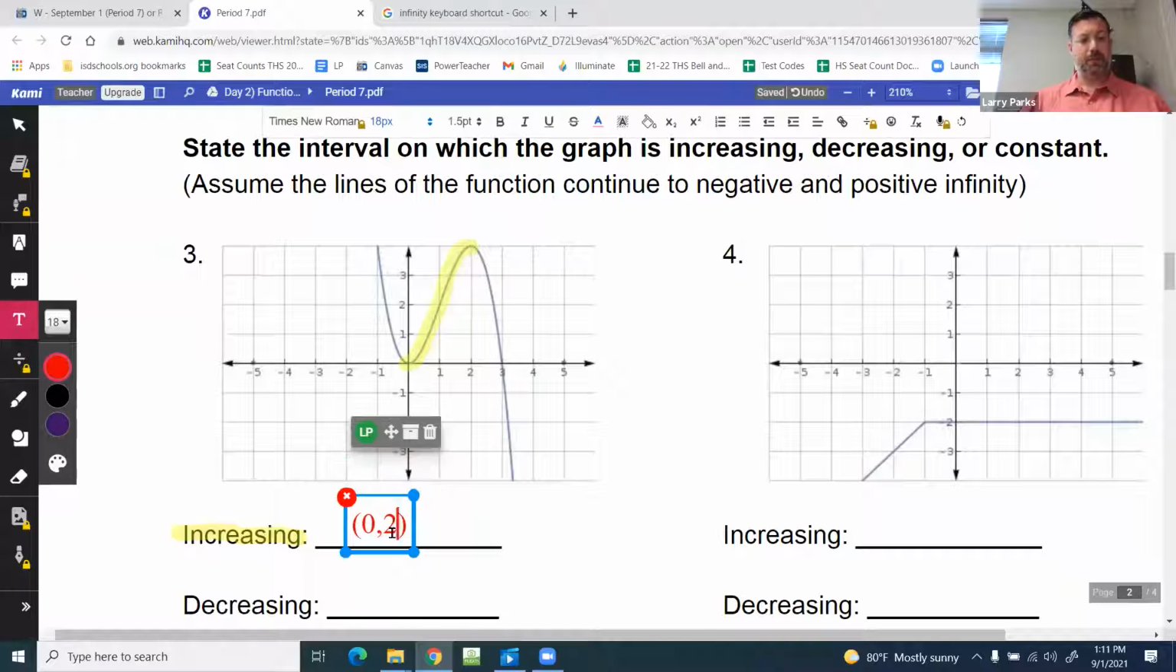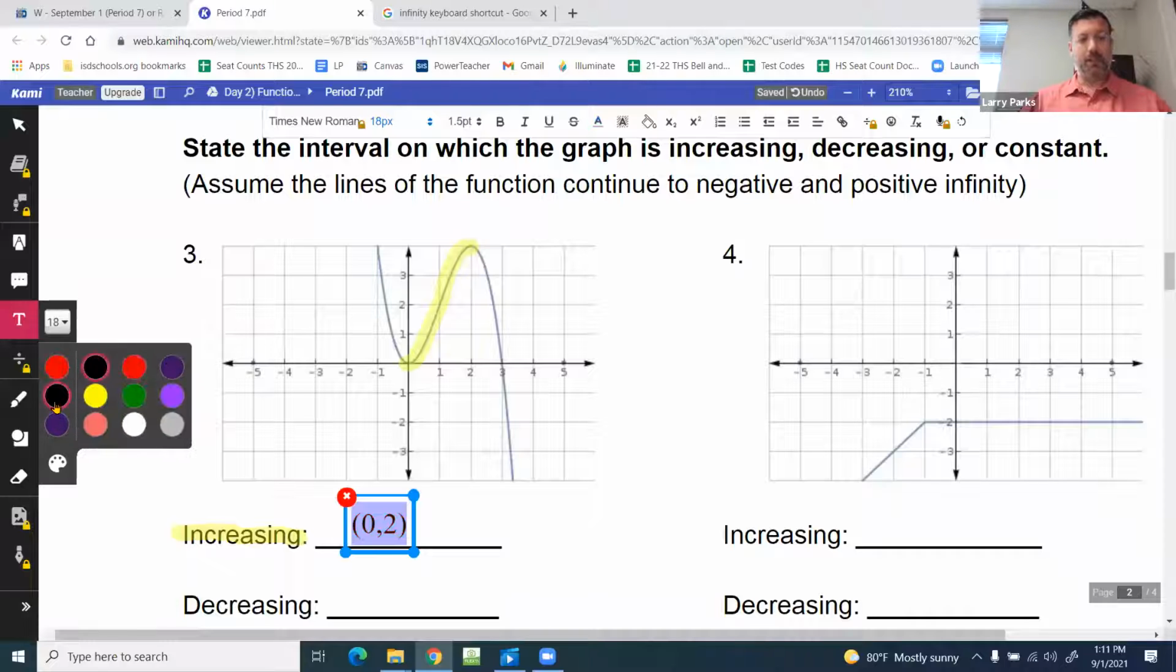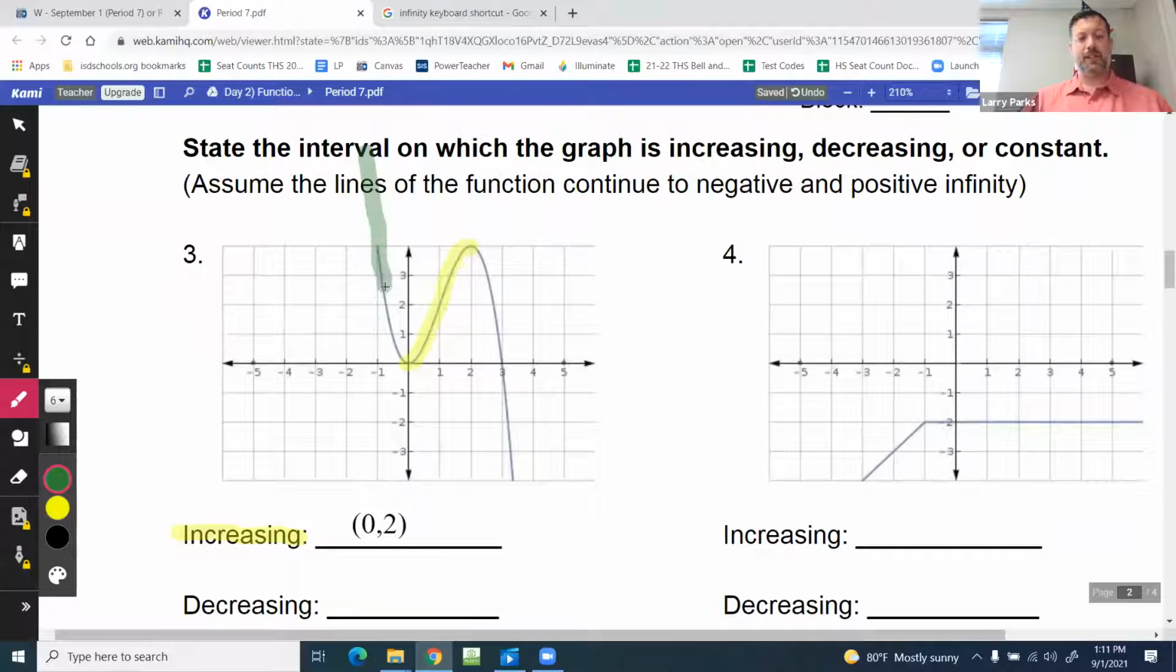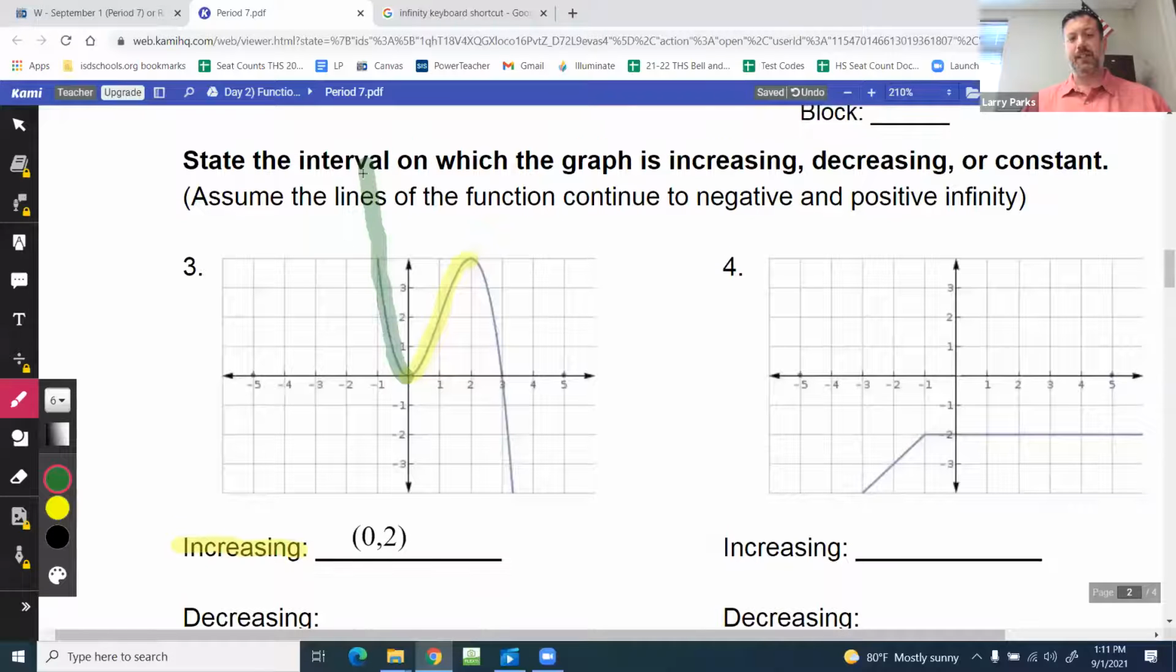I meant to put that in black. Decreasing, I better not use blue, it's the same color. Decreasing would be, it goes up forever. So decreases, decreases, decreases, decreases, decreases, decreases. And then right there at this point, the slope is actually 0, and then it goes back up. So it's decreasing from negative infinity to 0.